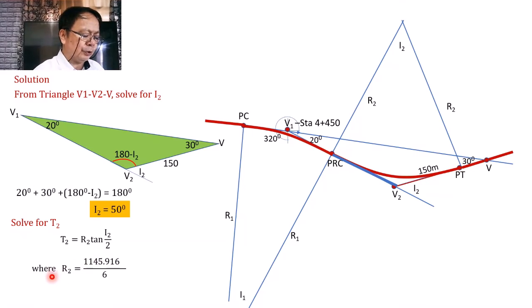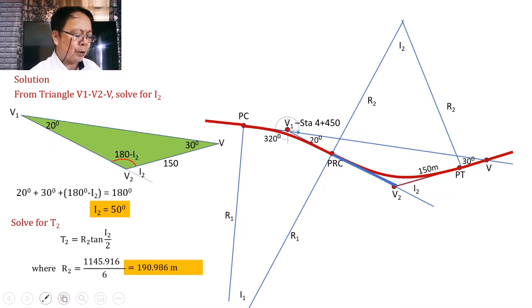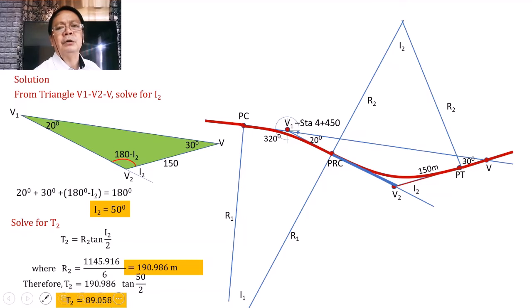Therefore, we compute for our R sub 2 equal to 1145.916 over 6, which gives us a value of R sub 2 equal to 190.986. And if these values are substituted here, we can compute for our T sub 2. Our T sub 2 therefore will be equal to 190.986 times tangent of 50 over 2. This gives us a value equal to 98.058. Now after we have computed for this T sub 2, what shall we do?